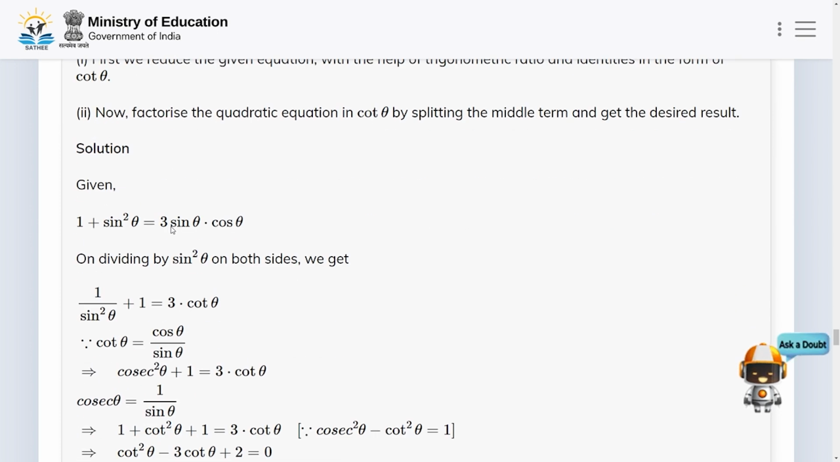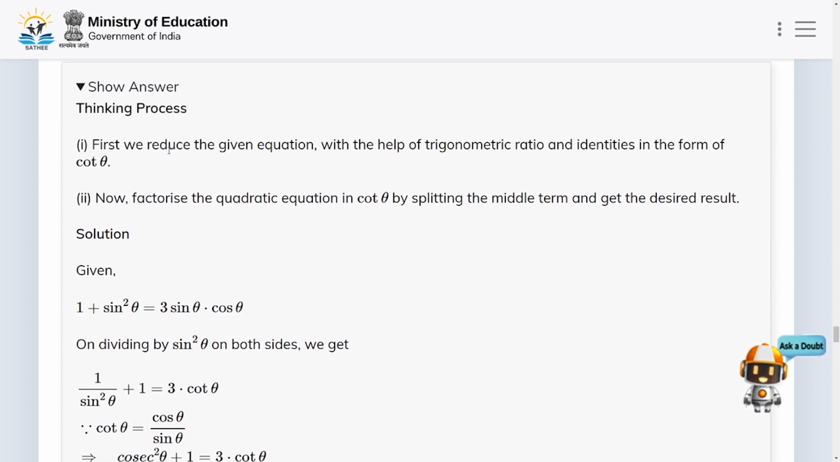So here, first of all, our thinking process will be: first, we reduce the given equation with the help of trigonometric ratios and identities in the form of cot theta. Then second, factorize the quadratic equation in cot theta by splitting the middle term and get the desired result.